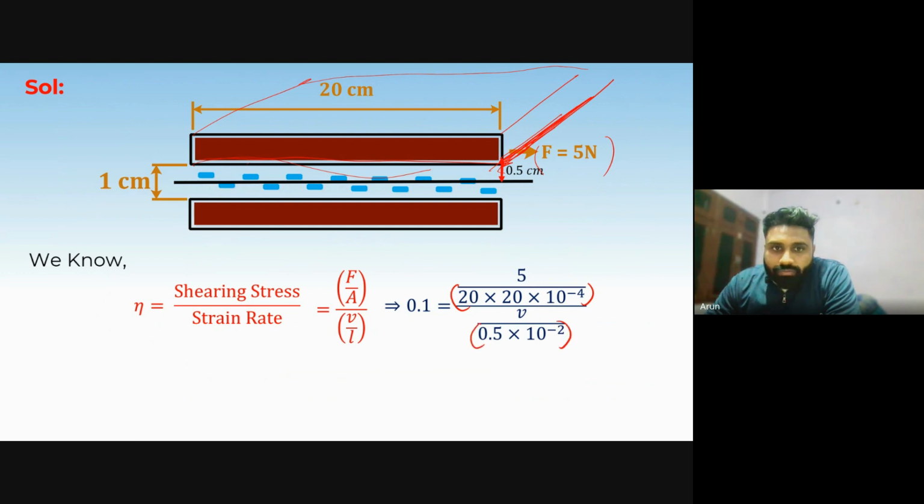At L by 2, which is 0.5, because the separation that we have taken is L, so this will become L by 2. We will take this L as L by 2, which is 0.5 into 10 raised to the power minus 2. Got it? We have to convert this centimeter into meter. So the velocity will become 6.25 meter per second. Got it? Easy one. Any kind of doubt you can ask.